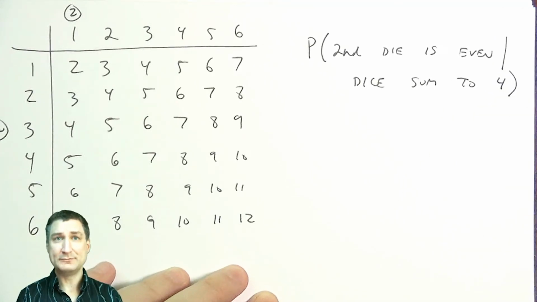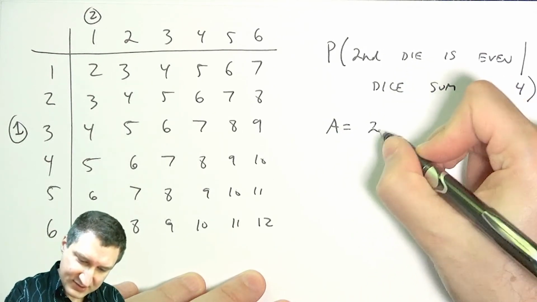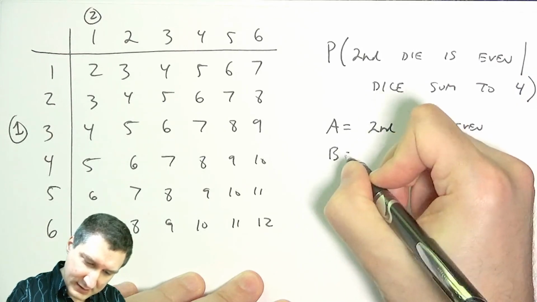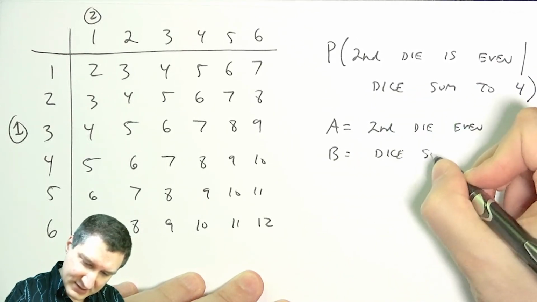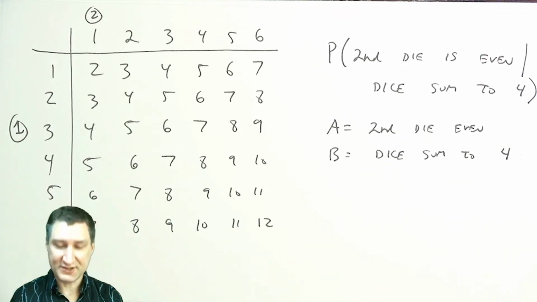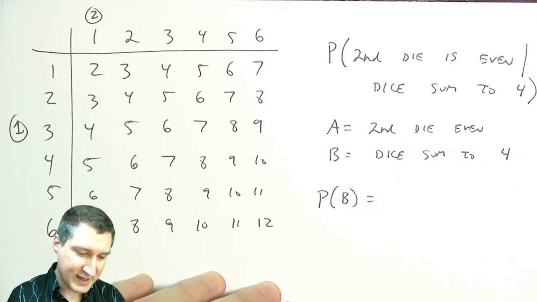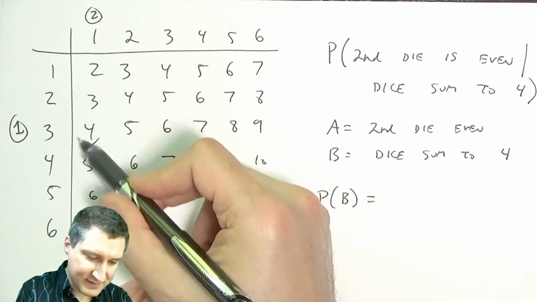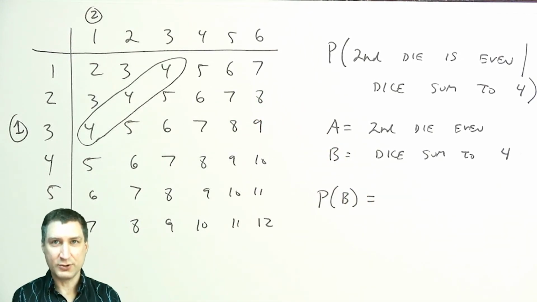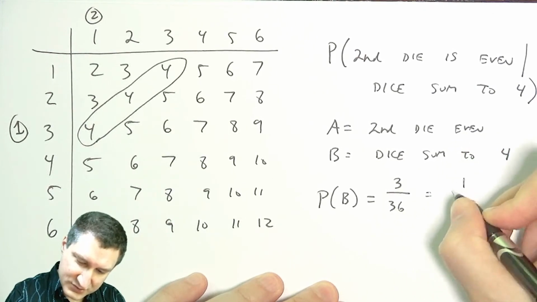Okay. Well, we have 2 events, right? Event A is second die is even. Event B is dice sum to 4. And event A intersect B is both of those things happening, right? So what is the probability of B by itself? We're going to need that. So that's saying that I have these 3 possibilities over the 36 total outcomes, so I have 3 good outcomes over 36 total outcomes, which is 1/12.